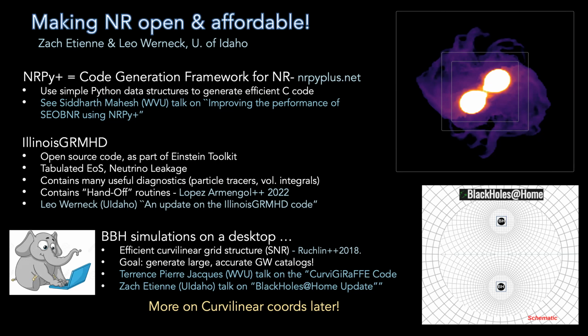This is something that Zach Etienne will be talking about with the Black Hole at Home initiative, as well as this code, Curvilinear, that is using efficient curvilinear grid structure with the goal to generate a very large accurate gravitational wave catalog very efficiently. I'll tell you a little bit more about curvilinear coordinates later, but this I think is a very exciting development.